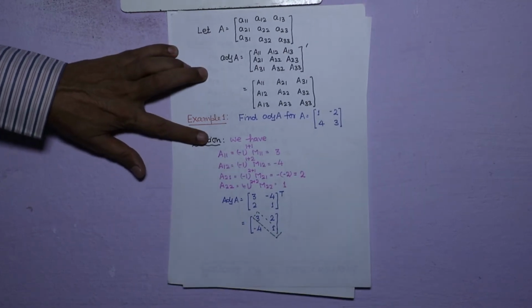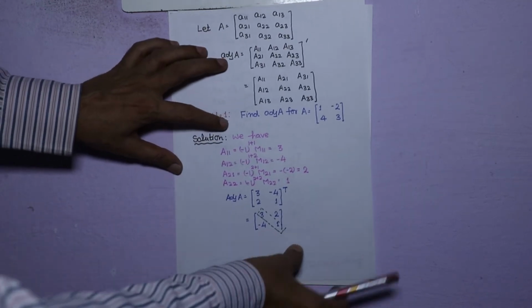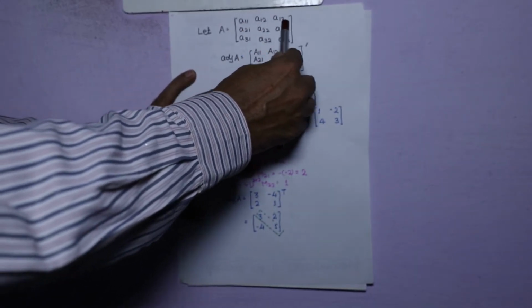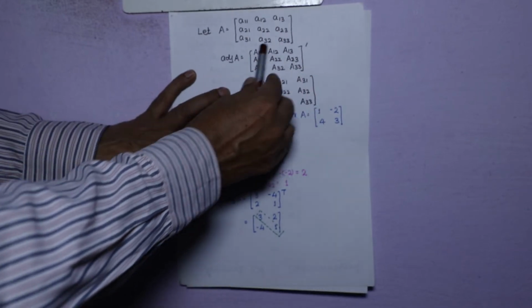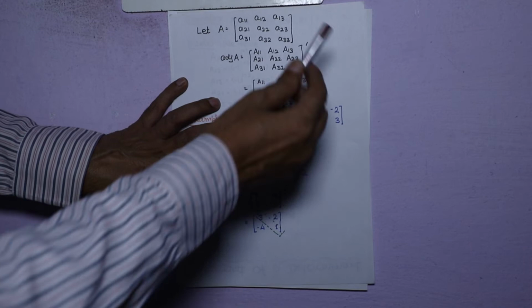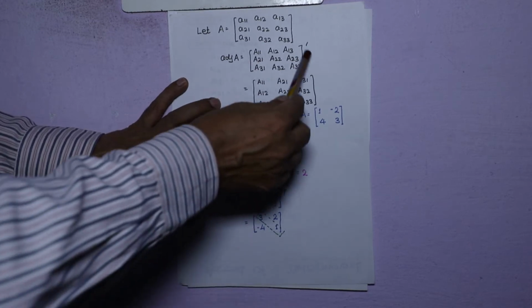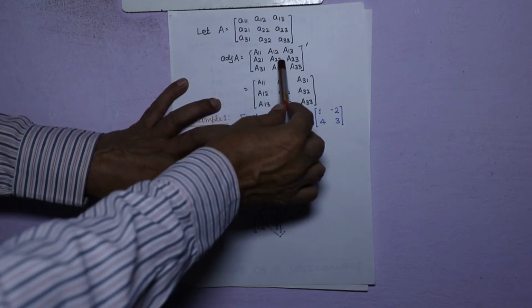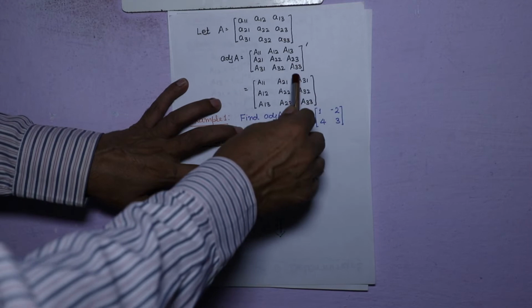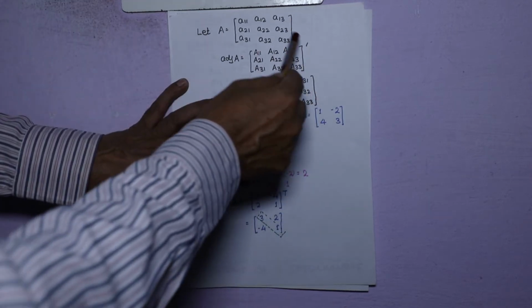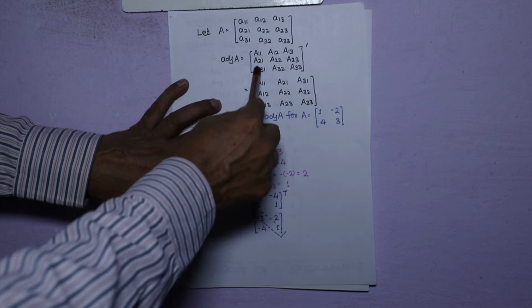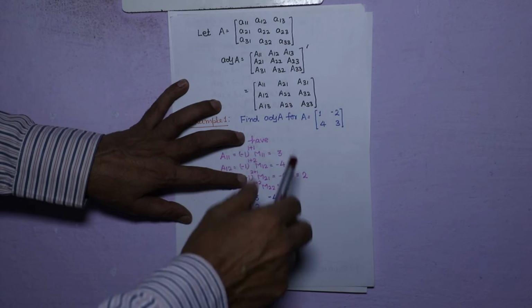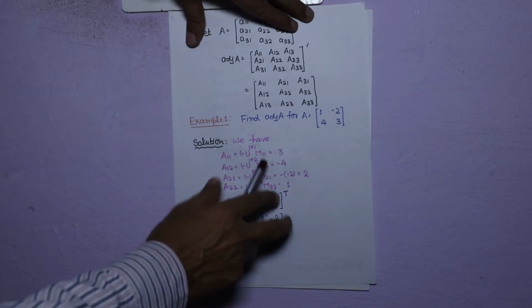Let A be a matrix with rows a11, a12, a13; a21, a22, a23; a31, a32, a33. Then adjoint A is the matrix of cofactors A11, A12, A13, A21, A22, A23, A31, A32, A33, and its transpose. So this matrix is formed and then transposed: the first row becomes the first column, the second row becomes the second column, the third row becomes the third column. So this is the transpose, and that is called adjoint A.